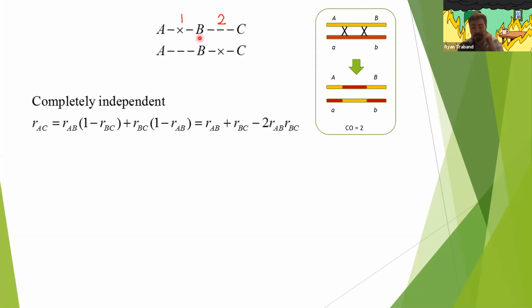Now, the same for the second event. This event can also produce a recombinant between A and C, right? So how do we calculate the probability? The same, because this represents the probability of having a crossing over between B and C, and 1 minus RAB represents no crossing over occurring between A and B. Both events will produce recombinants between A and C, right? So then we use the rule of addition in probability, and this is the real recombination frequency you're going to see between A and C.